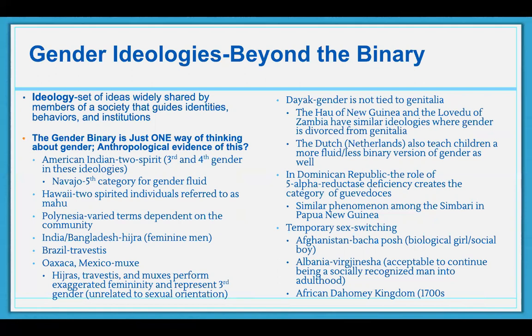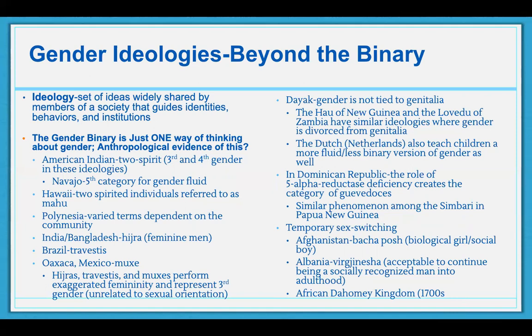We grew up in a society where the binary has been presented as being natural. The gender and sex binary is part of our society's ideology. And then you have the definition of ideology there. It's the set of ideas widely shared by members of a society that guides identities, behaviors, and institutions. So because we have this gender ideology, or gender is binary, sex is binary ideology in our society, it's hard to imagine that anything else can exist.